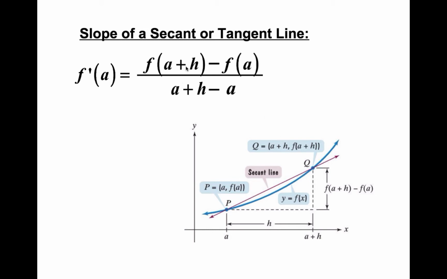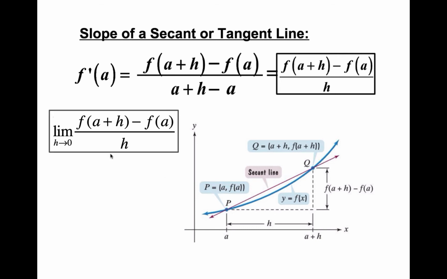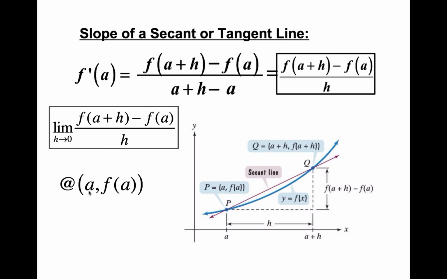Notice on the top, I don't know what the function is at a plus h or a, so I can't simplify the top. But on the bottom, a minus a cancels. I'm just left with h. So this is the slope between these 2 points. Now, if I don't want it to be completely different than what it would be at point P on the curve, I want to set this to have a limit as h approaches 0 of that f of a plus h minus f of a all over h. So this is the formula we're going to use on the next couple of problems. And it'll tell you the slope at the point a comma f of a, this point right here.